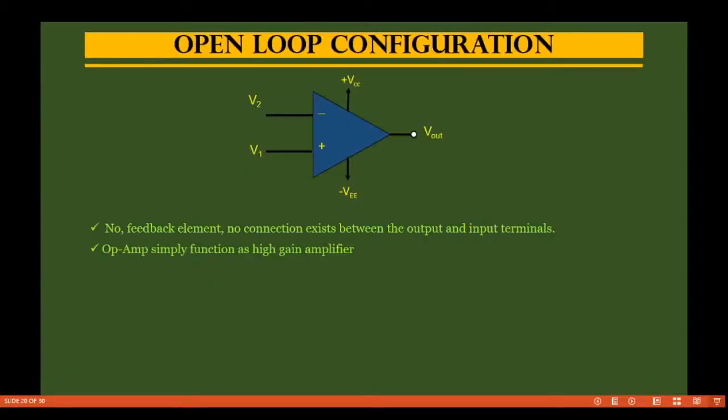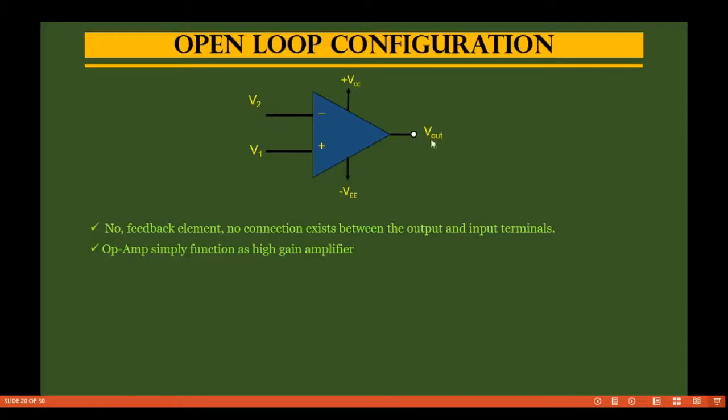Now come to the open loop configurations. What are the configurations, that is, how you can use your op amp in different configurations. There are two different configurations that we can use for the op amp. One is the open loop, another one is the closed loop. In open loop, as the name suggests, there is no feedback element between the input and output. We are not connecting the input with respect to the output. So this configuration is termed as open loop configuration.